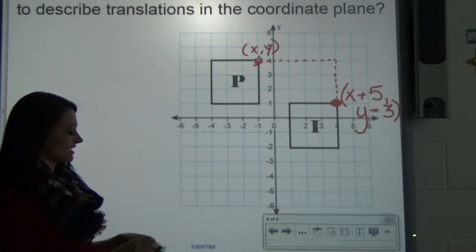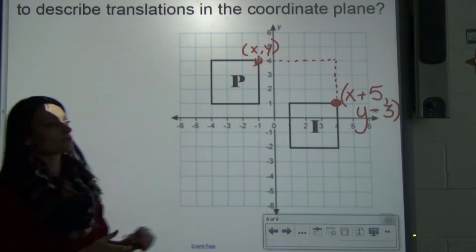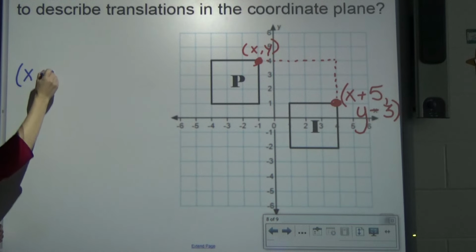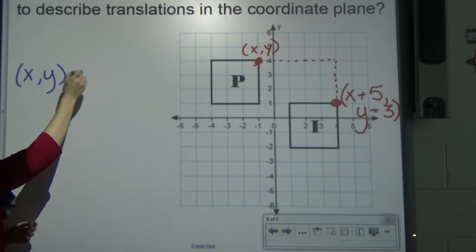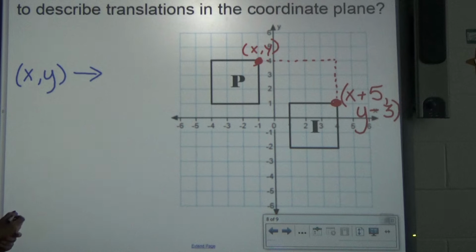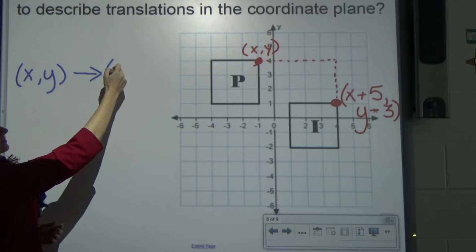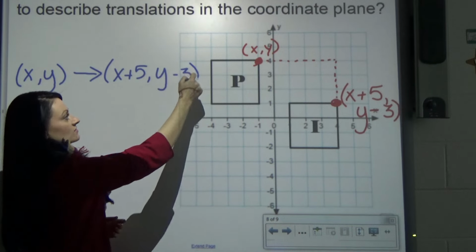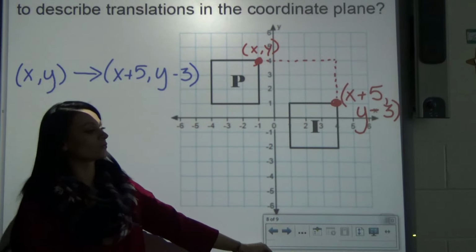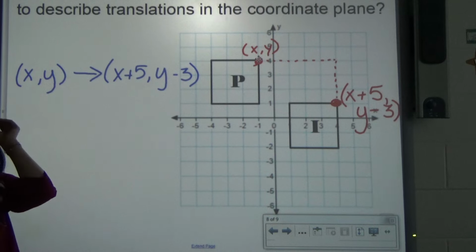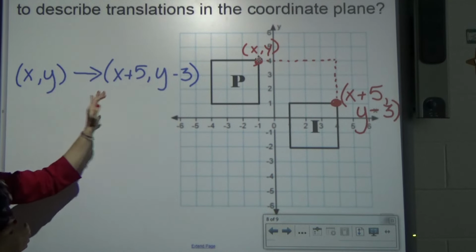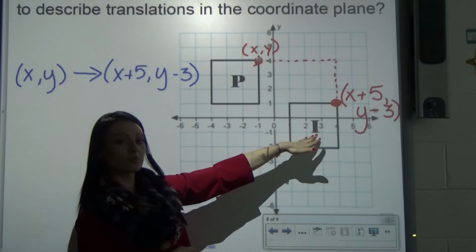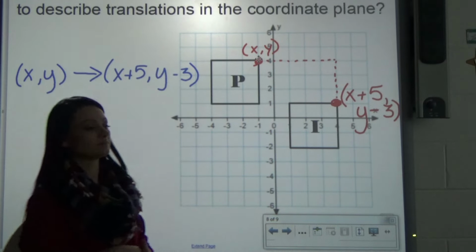Now I have to put that into arrow notation. So I would start with my pre-image point, so I would start with x, y. The arrow tells me that I'm now moving to my image point. And I'm going to say that I'm doing x plus 5 and y minus 3. And this rule that I've written out in blue is going to show me exactly how I can move every point on this pre-image shape to every point on the image shape.